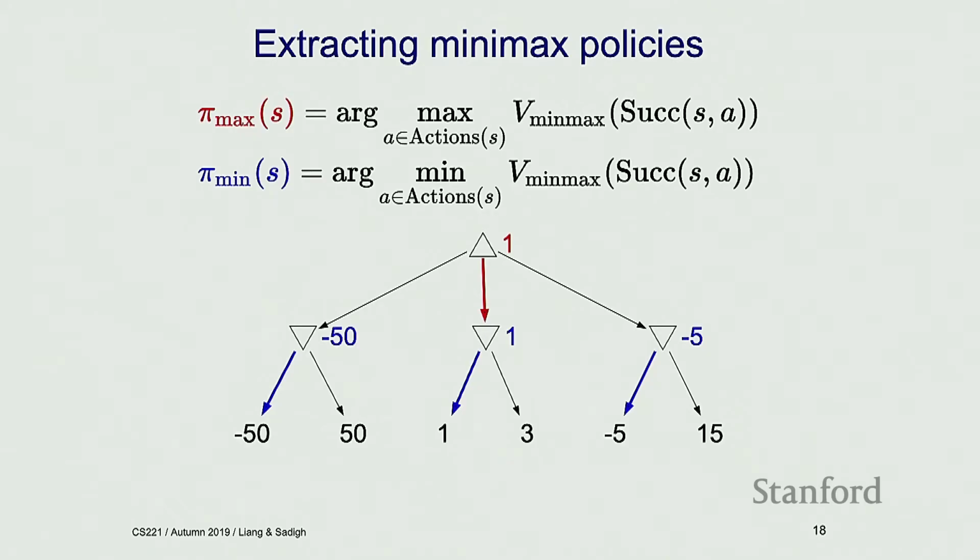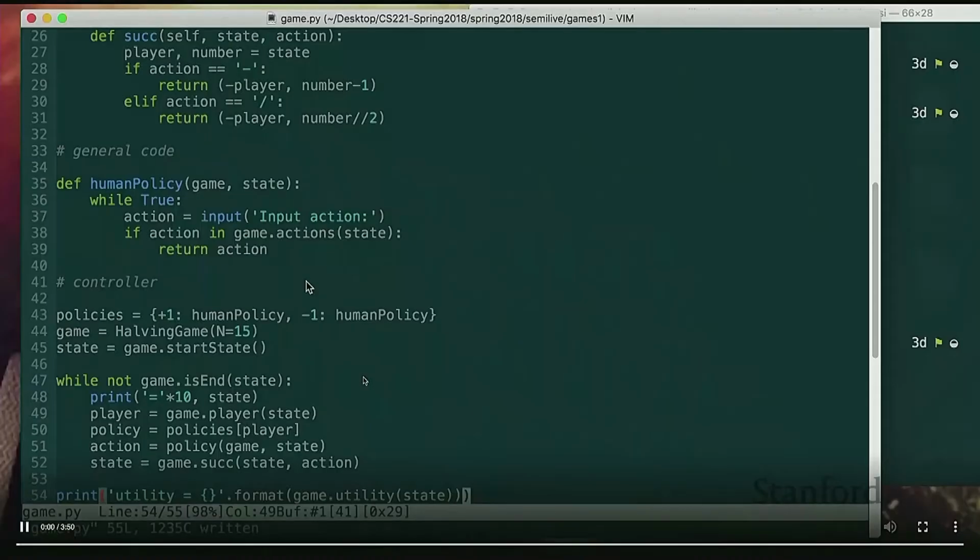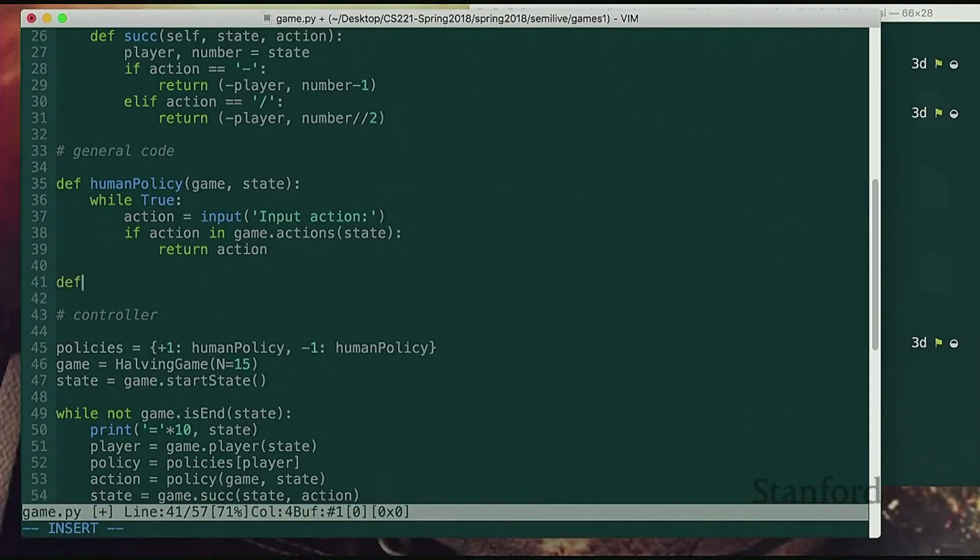That way you can figure out what the actual action should be. Okay? All right, so let's go back to this example, this halving game. What we want to do is actually code up what a minimax policy would do in this setting. And maybe we can play with a minimax policy after that.